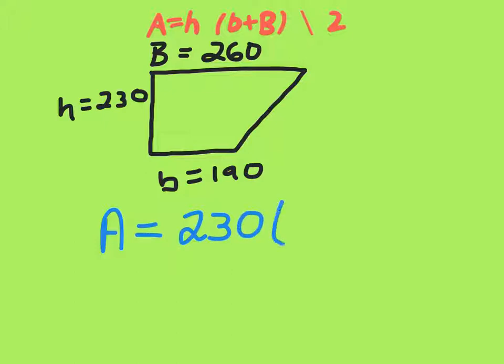Do we know little b? We sure do. Little b is 190. We need to add that to big B. Do we know what big B is? We do. Big B is 260. And then we got to divide all of that by 2.